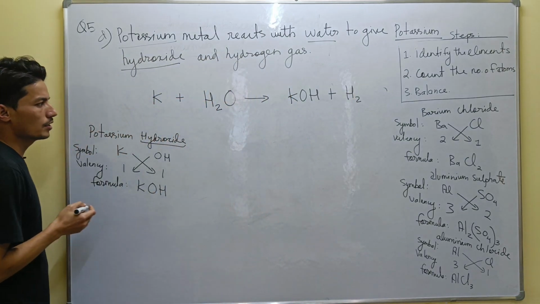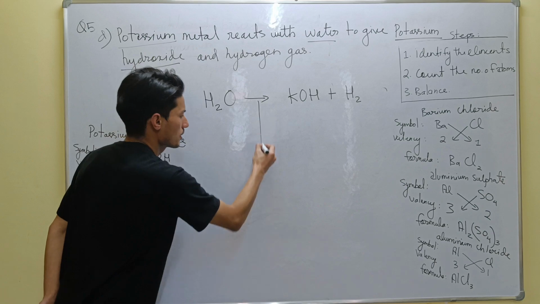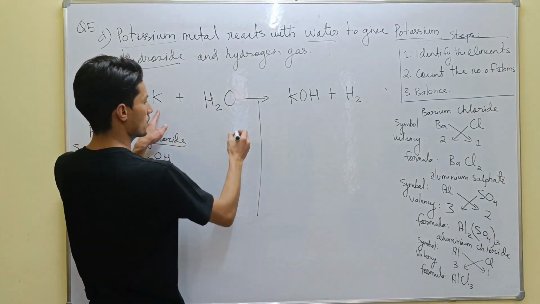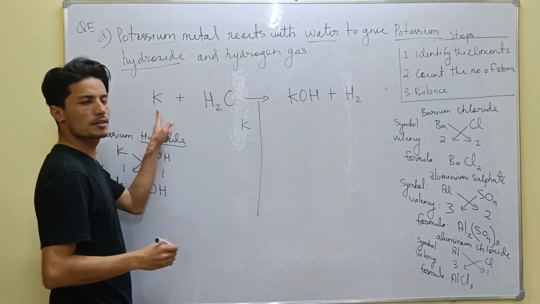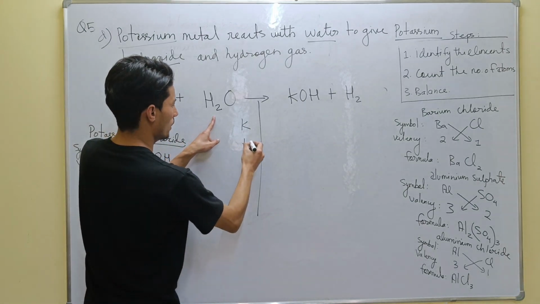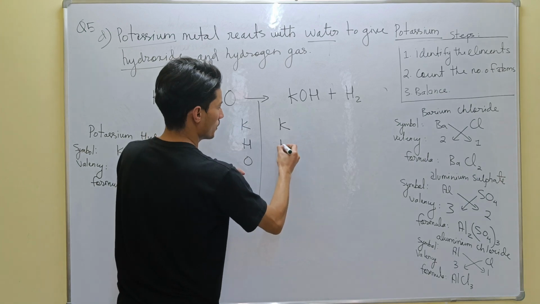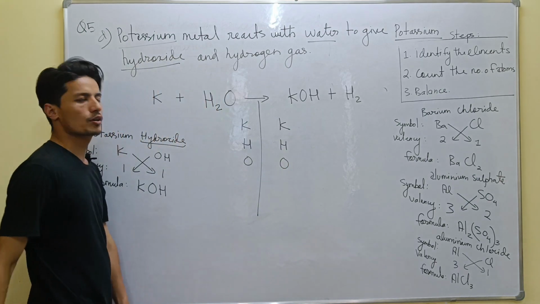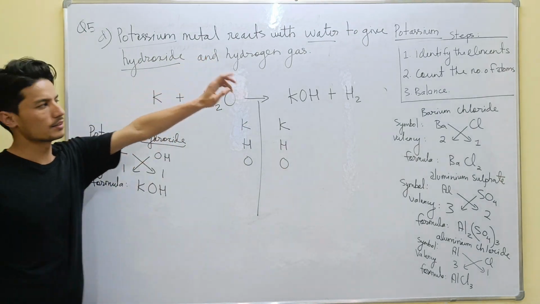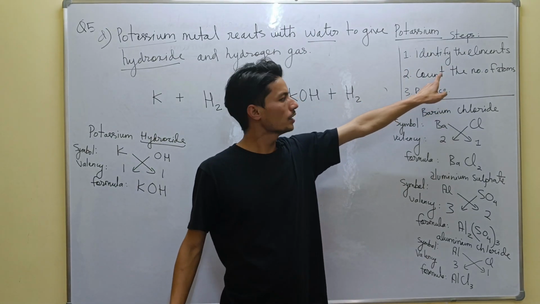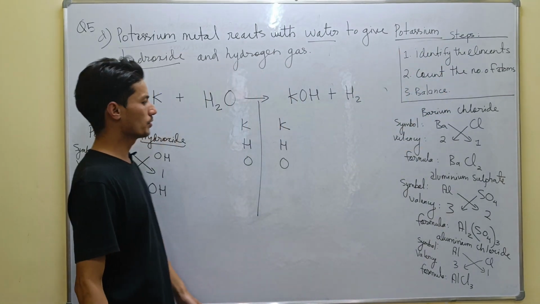So now we balance this. The first thing is to identify the elements. The elements have been identified as potassium, hydrogen, and oxygen. The same elements will be found here. So without any hesitation, we copy it down. Step 1 done. Identifying the elements has been done. Now step number 2: count the number of atoms.